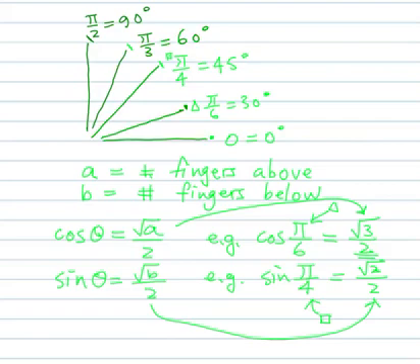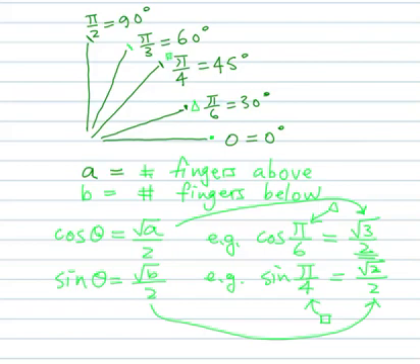The middle finger represents pi fourth, which is 45 degrees. The ring finger represents pi sixth, which is 30 degrees. And the pinky pointing to the right represents 0 radian or 0 degrees. We count the number of fingers above any special one.